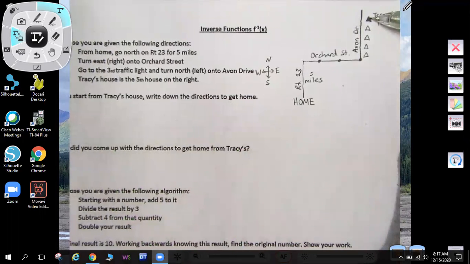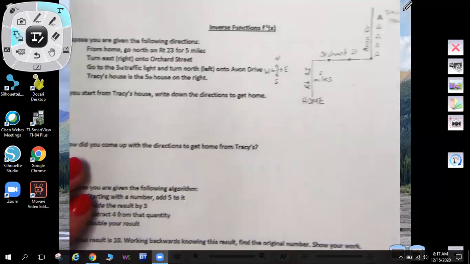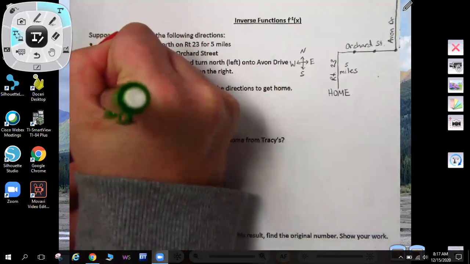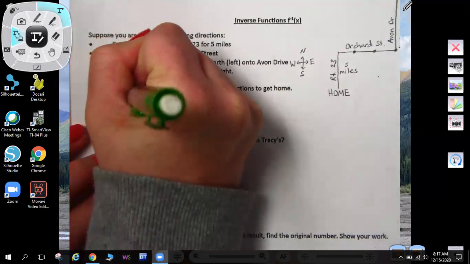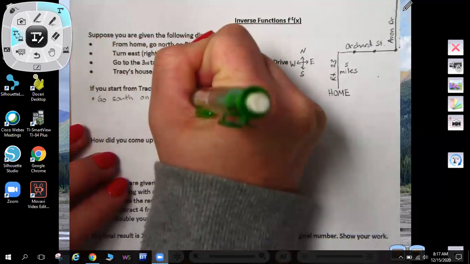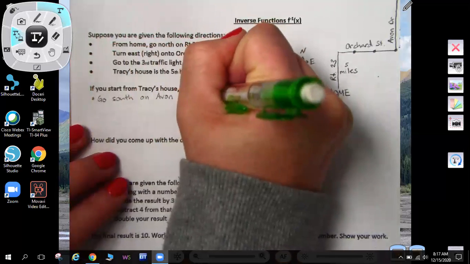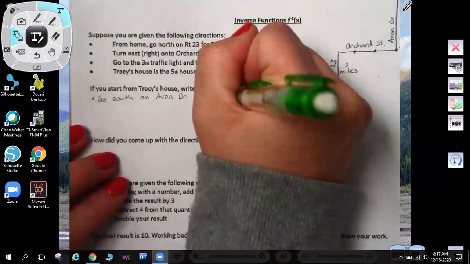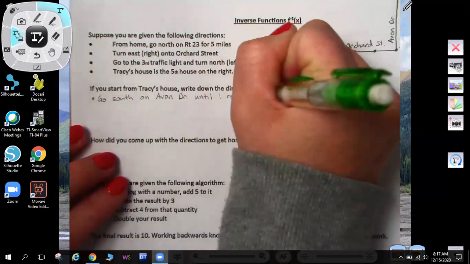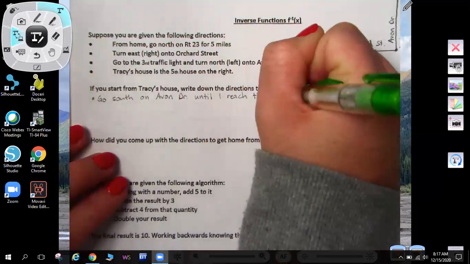Well, from Tracy's house, we need to go south on Avon Drive until we get to the traffic light. Okay, that's your first step of directions here. Go south on Avon Drive until I reach the traffic light.